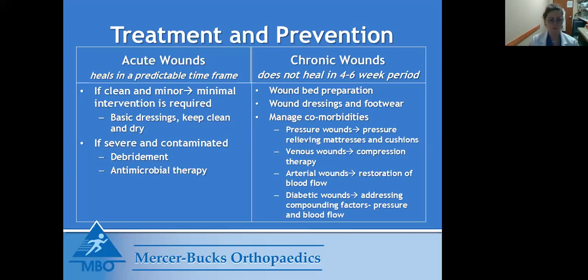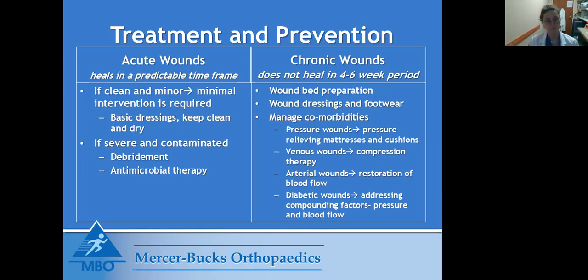Arterial wounds, the most essential and vital thing in treating an arterial wound is restoration of blood flow. The issue is there's a lack of blood flow, so the treatment is restoring that blood flow. Both venous wounds and arterial wounds can be and should be assessed by a vascular doctor specifically. Sometimes these other wounds also necessitate a vascular intervention or a vascular doctor, but an arterial wound and a venous wound definitely should have a vascular doctor on board.